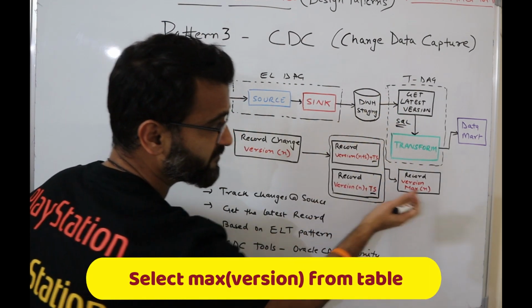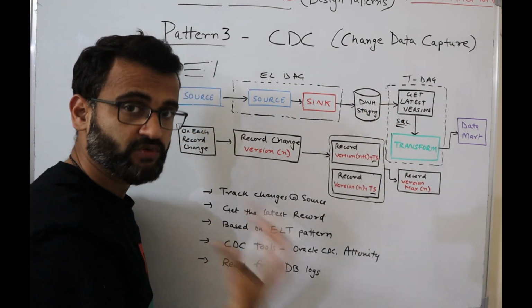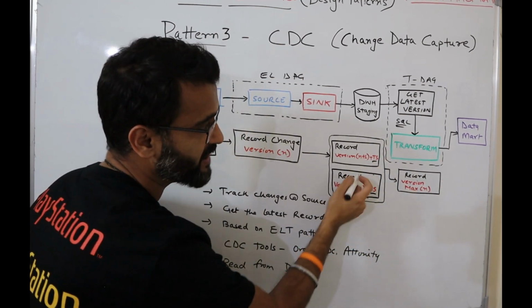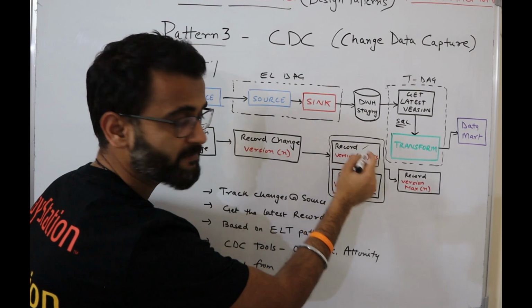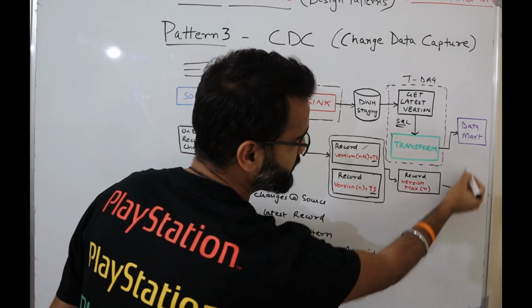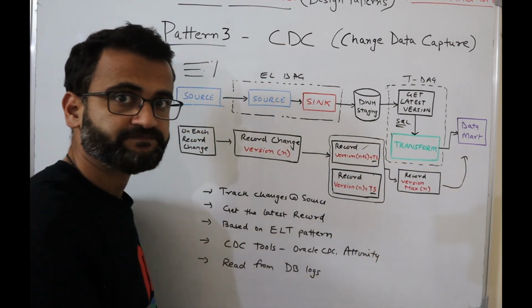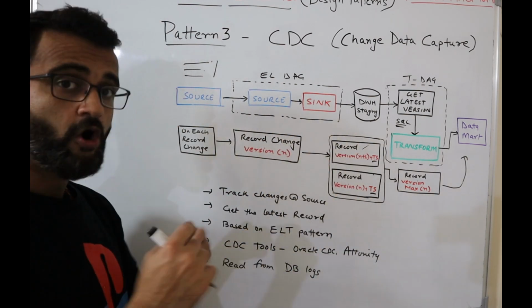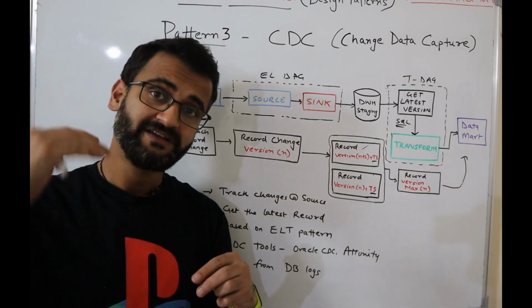So in there, you will find your max version. You will run a max query, and that particular max query will identify that, okay, this is the max version, and that particular version will be sent to your data mart. So this is how the change data capture mechanism works on top of our ELT design pattern.